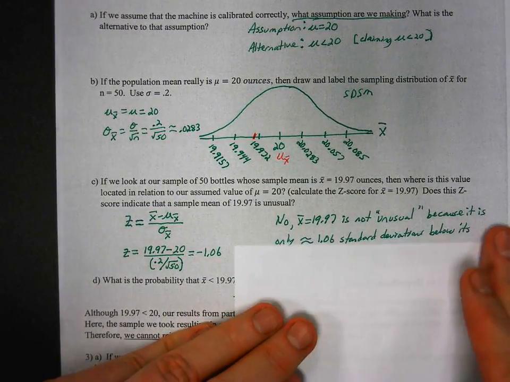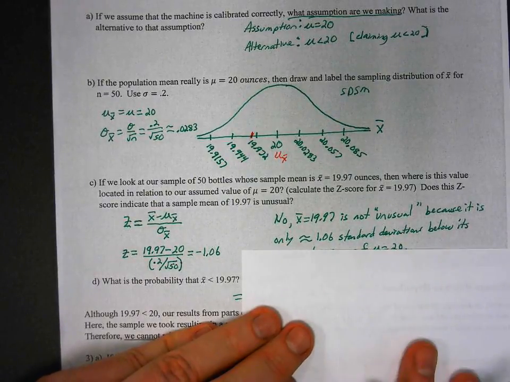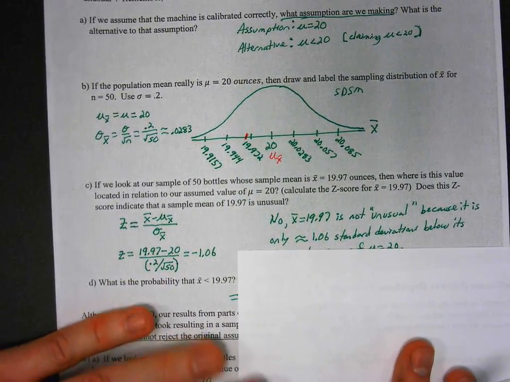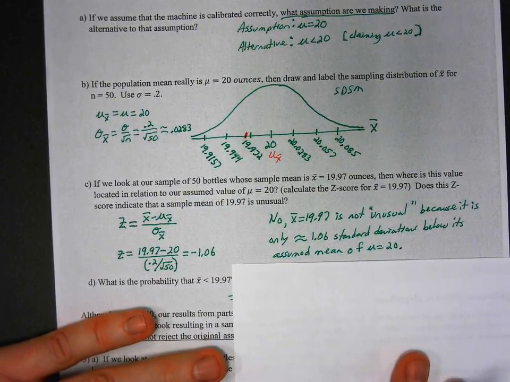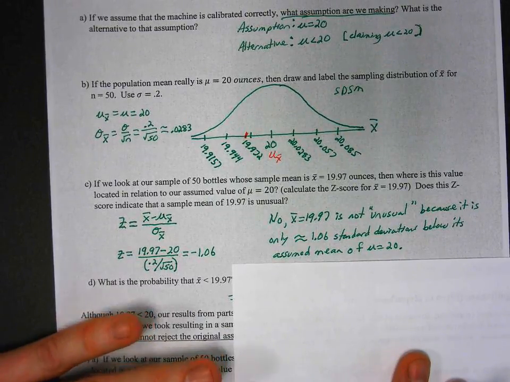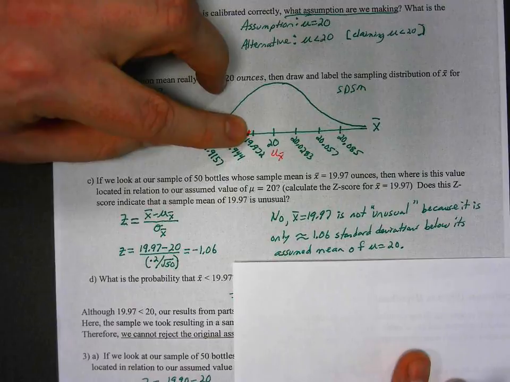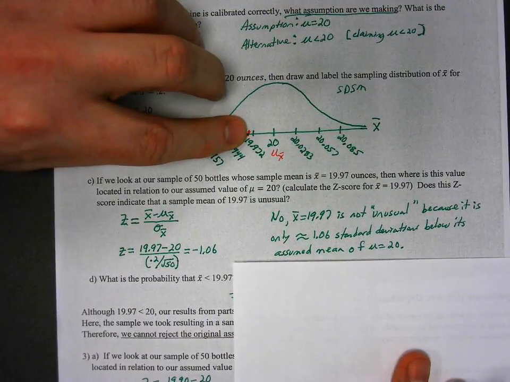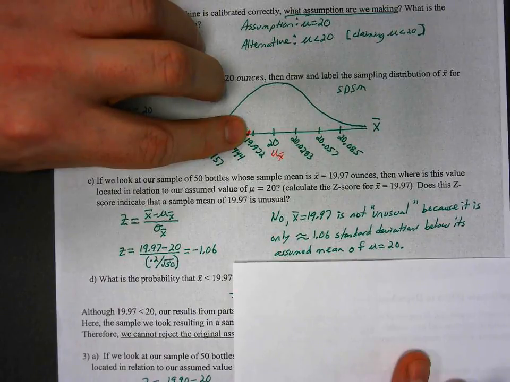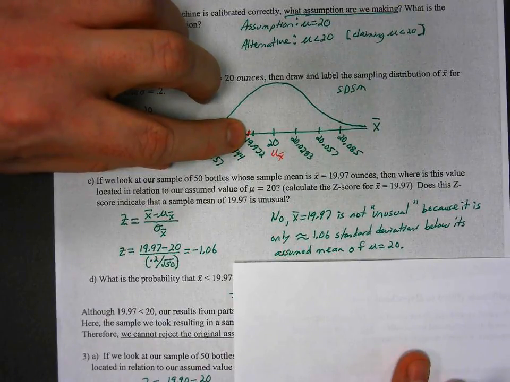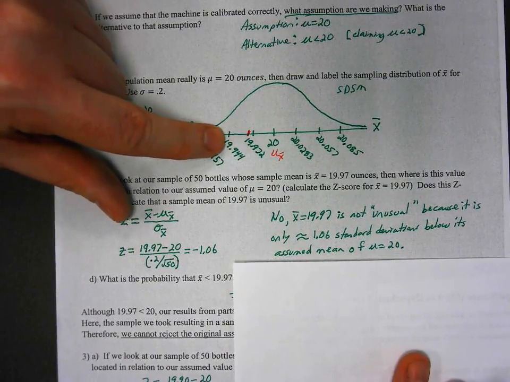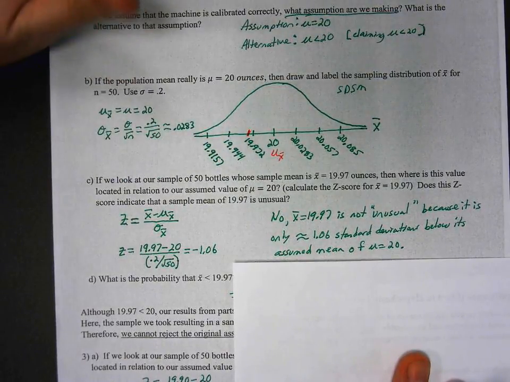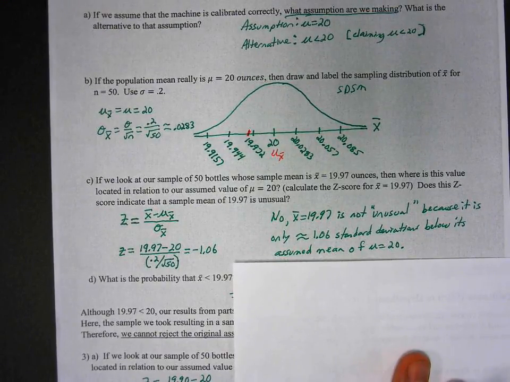So is that value unusual? No, because it's only 1.06 standard deviations below its mean, or assumed mean, of mu equals 20. A z-score of negative 1.06 is not far enough away from the mean to say that it's unusual. We will get more formal into that in a few minutes or later on. But right now, 1.06 standard deviations below that mean is not too far away from the mean. If you're way out here, more than 3 standard deviations, or over 2 standard deviations out here, they may be far enough away from the mean to say, yeah, that's unusual for that to happen.